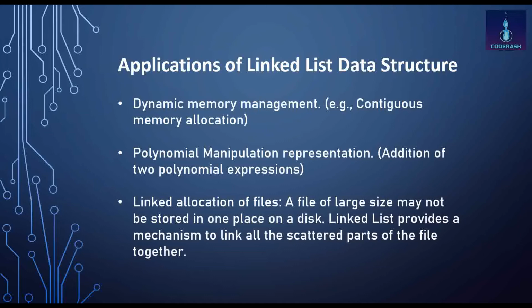The allocation of files: a large file in memory may not be stored in one place. It can be stored in a fragmented way at multiple places, either on the hard disk or in the RAM. So we need a linked list to provide a mechanism to link all the scattered parts together in a sequence. Like the first part of the file lies here and then the second part lies here, and these addresses can be very differently located on the storage. So a linked list provides you a way to link all these things together. It is very heavily used in memory management, dynamic memory management, or fragmented memory management.